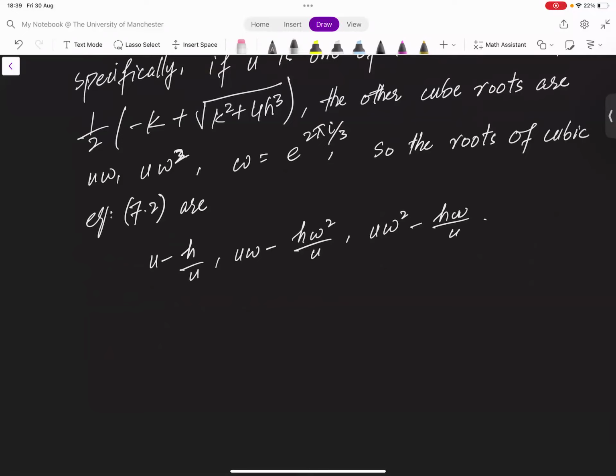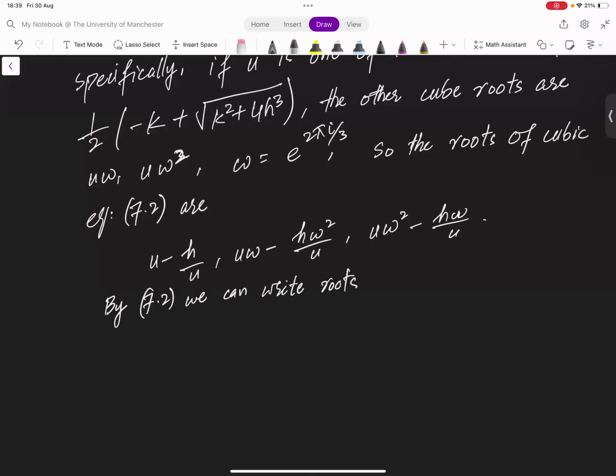Once we know the roots of 7.2, we can, of course, write down the roots of the general cubic 7.1, since x is y minus a over 3.